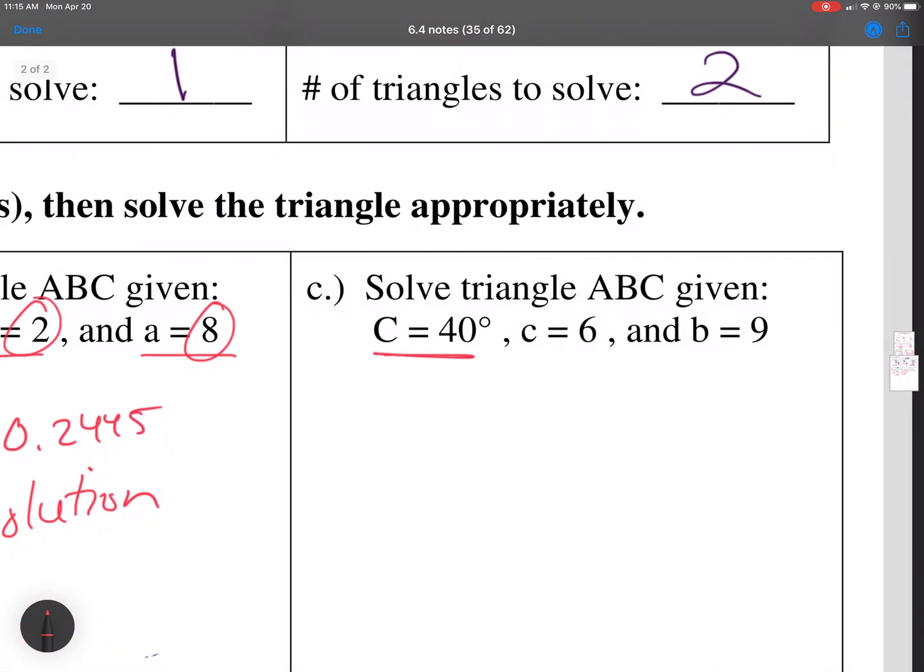So notice that C is your angle. So that means little c is your opposite side, and b is your other side. So you would do 9 sine of 40 over 6, which equals 0.96. But since b is larger than c, it's 2 solutions.